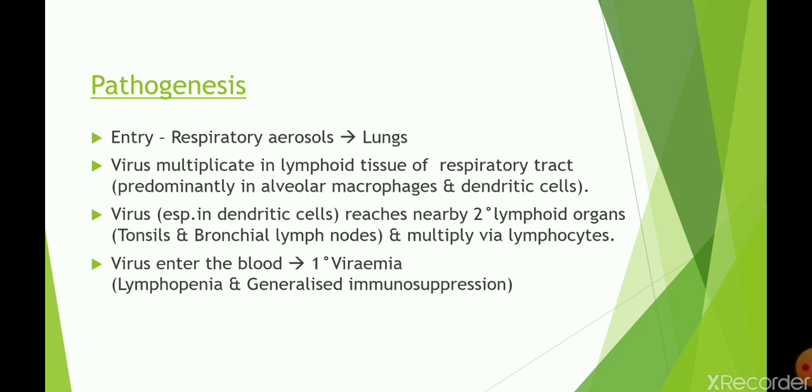After the multiplication, now the virus is especially in the dendritic cells. Through the dendritic cells, it will reach the nearest lymphoid organs like tonsils and bronchial lymph nodes, which are nearby to the lungs, and multiply in the T and B lymphocytes in the lymph nodules. After the multiplication, it enters the blood. There will be primary viremia. Now the virus gets inside the lymphocytes in the blood and multiplies with the help of them and destroys the lymphocytes. So there will be generalized immunosuppression.